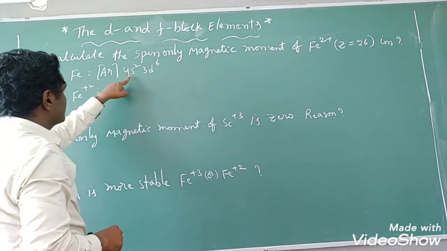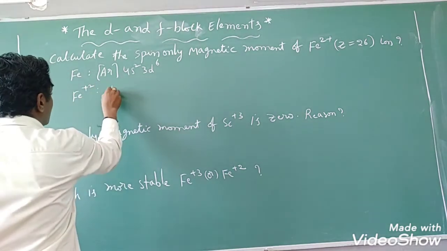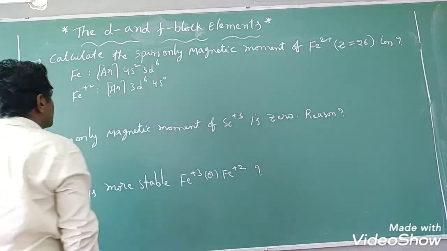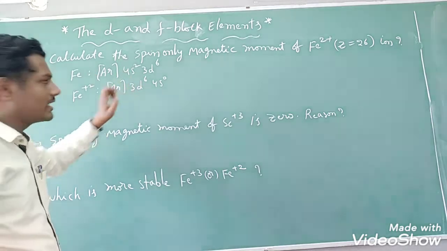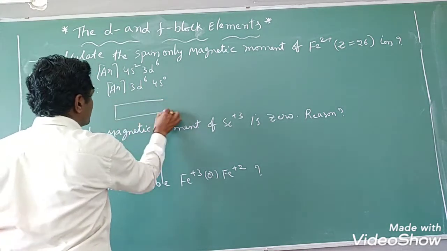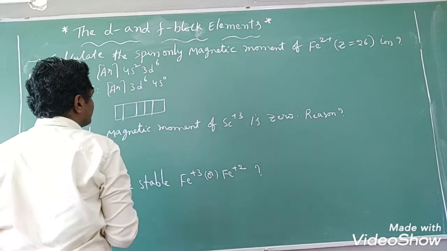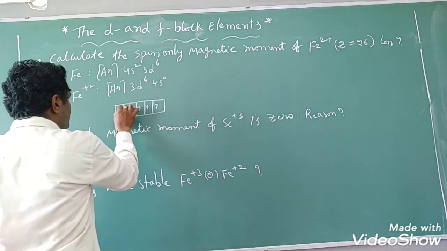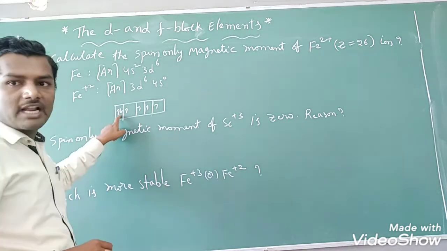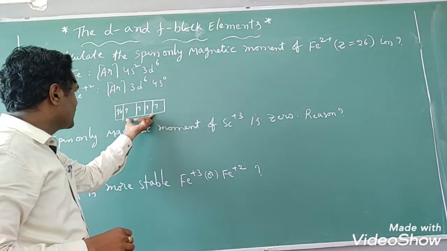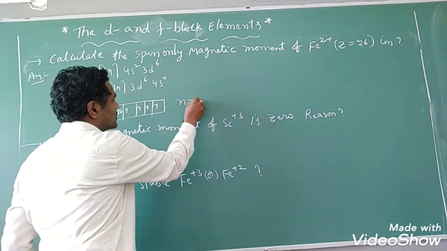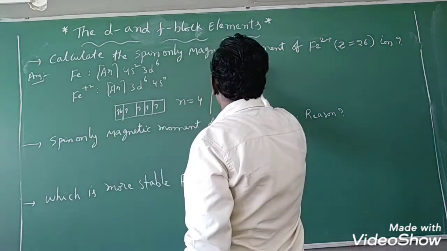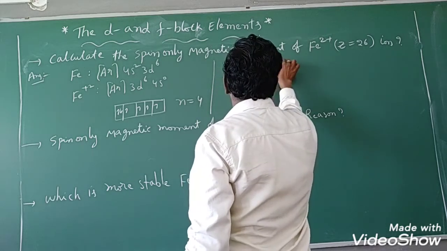Iron+2 means it loses 2 electrons from the last shell, that is the fourth shell. So argon 3d6 4s0. After losing 2 electrons, its electronic configuration becomes like this. Now 3d6, if you observe, in the 3d subshell we have 5 orbitals. Each orbital is first filled with one electron, then only pairing takes place. So 3d6 means here one orbital gets paired up, right? So the remaining 4 orbitals are unpaired with 1 electron each. So n equals what here? 4.